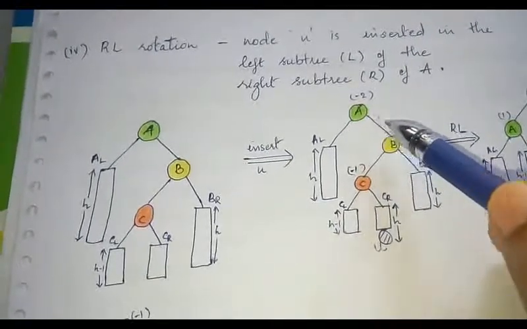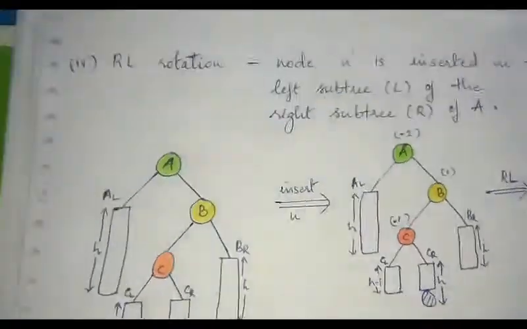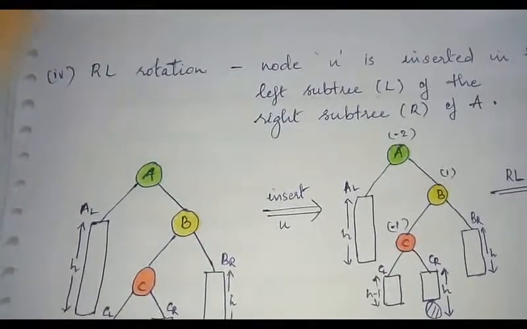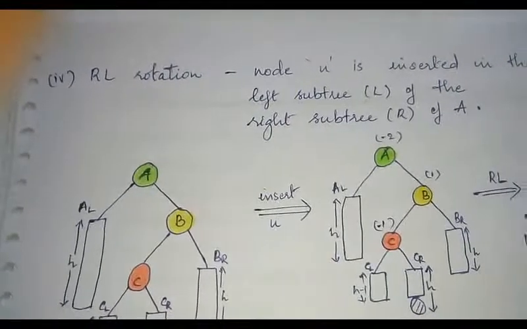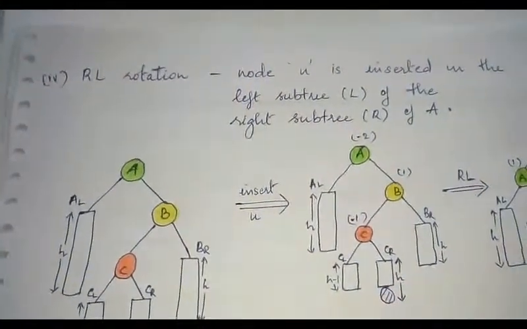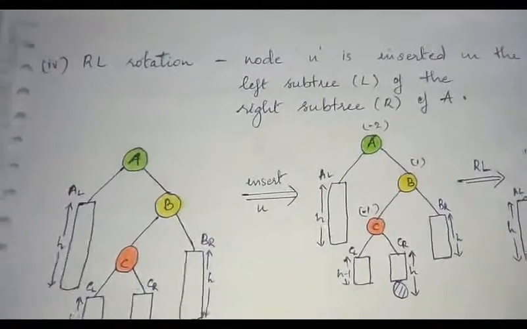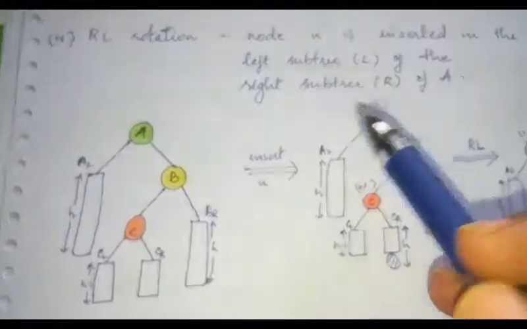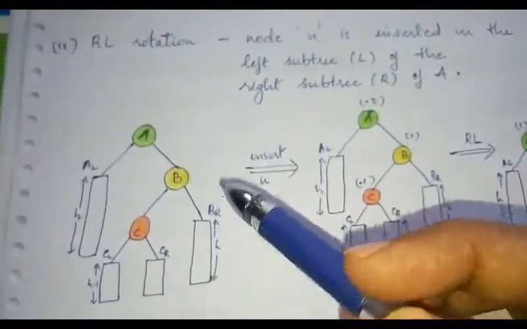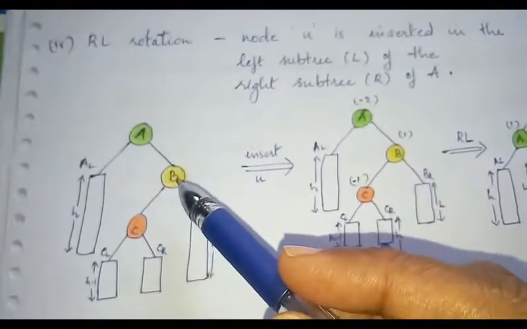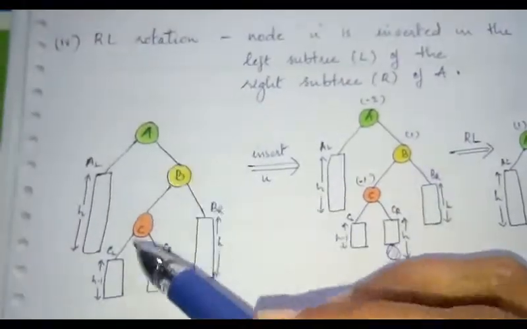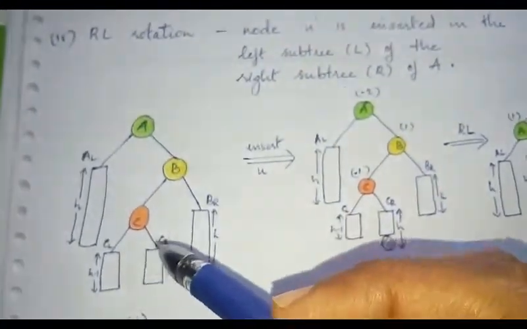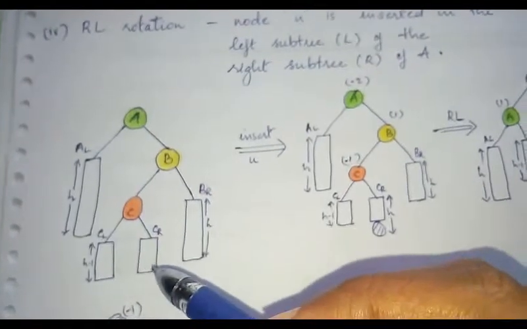So 1 plus H. The fourth type of rotation is RL rotation. That is, RL rotation is performed when a node U is inserted in the left subtree of the right subtree of A. That is, when U is inserted in the left subtree of the right subtree of R. So if this is the tree, then when U is inserted to the left subtree of the right subtree of A, left of the right of A, U will be inserted to either CL or CR.